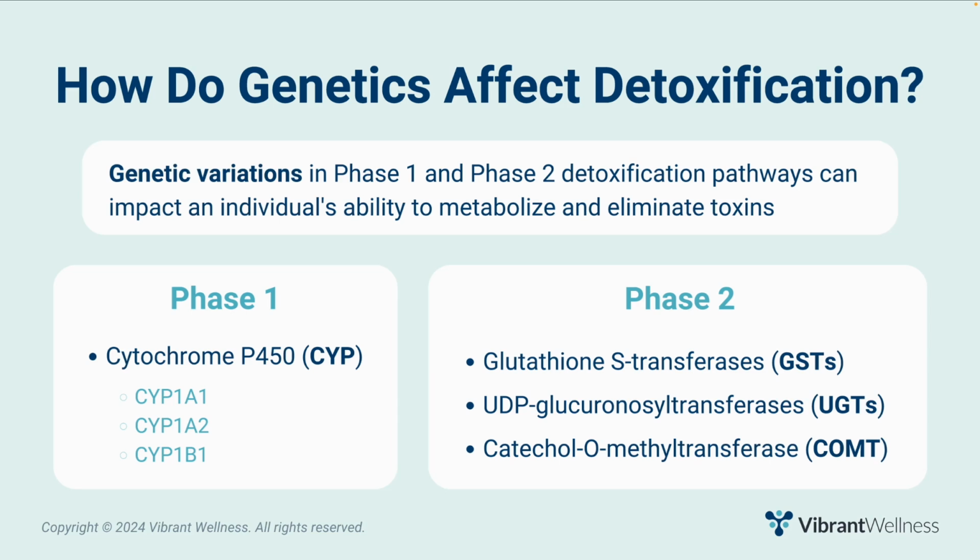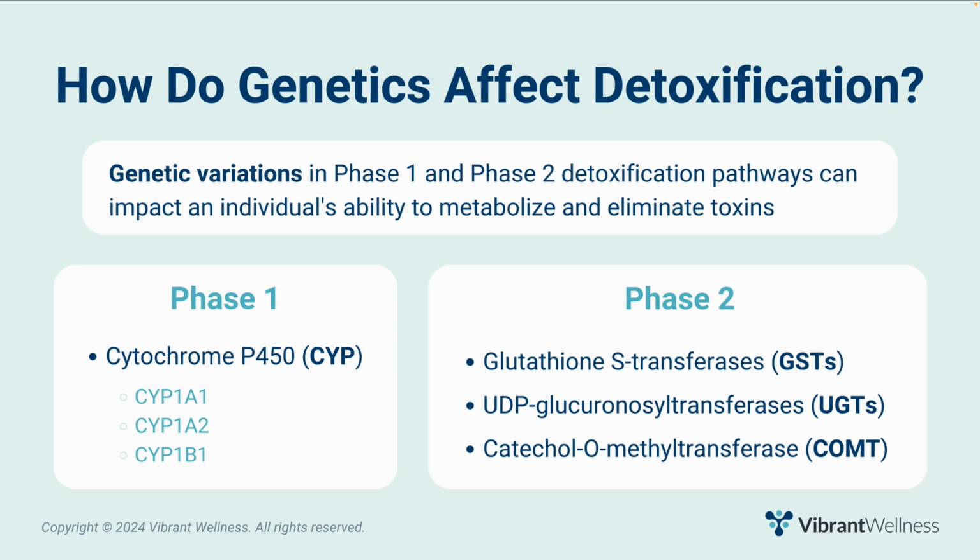Genetics significantly influences detoxification processes in the body. Specifically, genetic variations in enzymes involved in phase 1 and phase 2 detoxification pathways can impact an individual's ability to metabolize and eliminate toxins. These variations can lead to differences in detoxification efficiency, potentially affecting susceptibility to environmental pollutants, drug response, and disease risk. For example, cytochrome P450 enzymes are central to phase 1 detoxification, where they introduce functional groups to toxins to increase their water solubility.